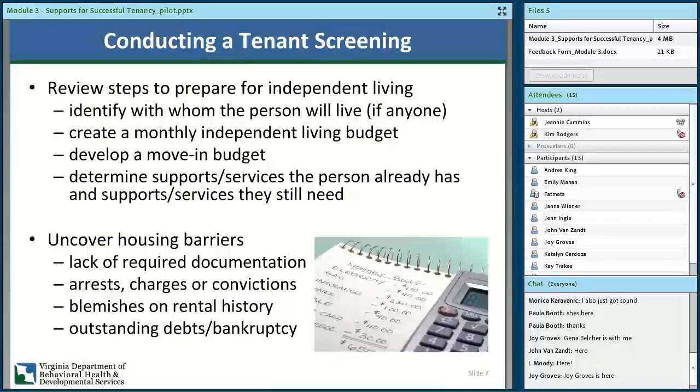Uncovering potential barriers to accessing housing involves obtaining required documentation that is missing, such as an original birth certificate, Social Security card, government-issued photo ID, or documentation of income such as benefits, verification letters, or pay stubs. Potential barriers may be documenting any arrests, charges, or convictions the person or any household members have incurred, noting blemishes on the person's or the other household member's rental history, such as non-payment of rent, lease violations, or evictions, and researching any outstanding debts or bankruptcy.